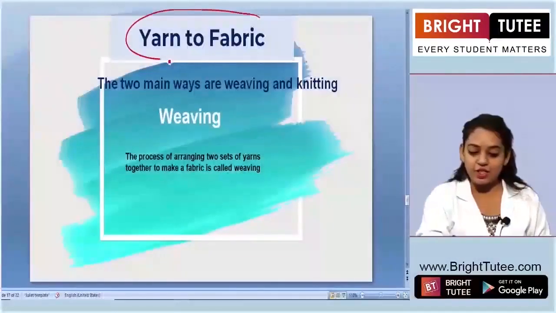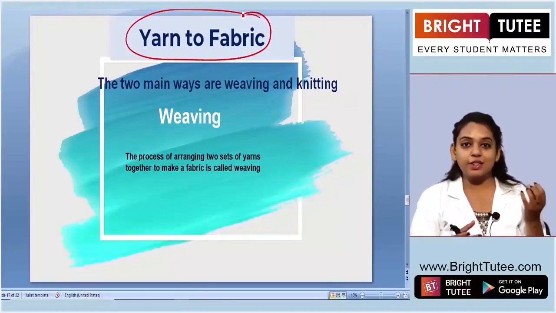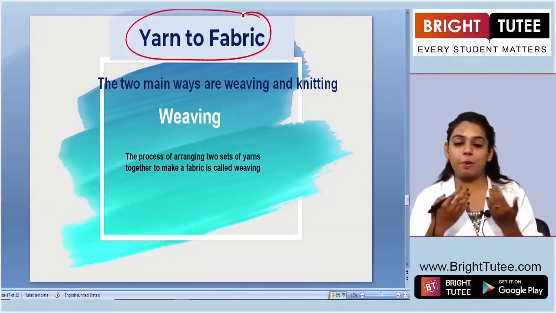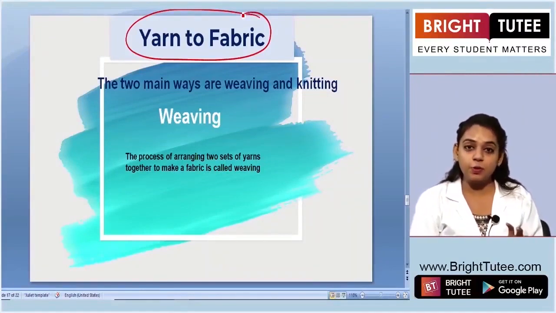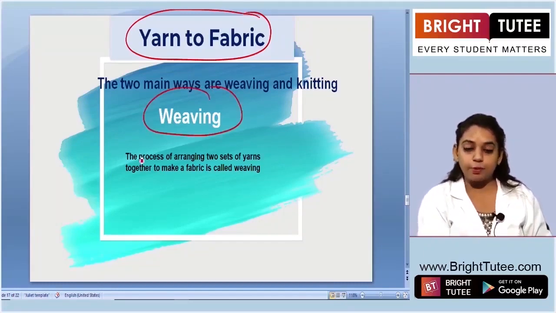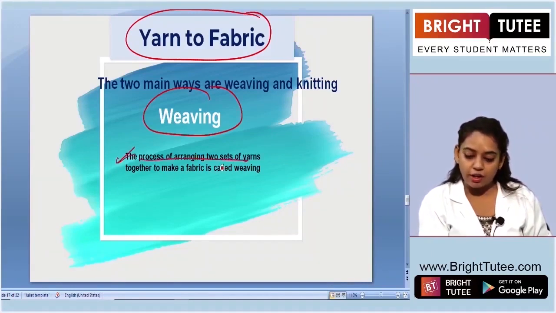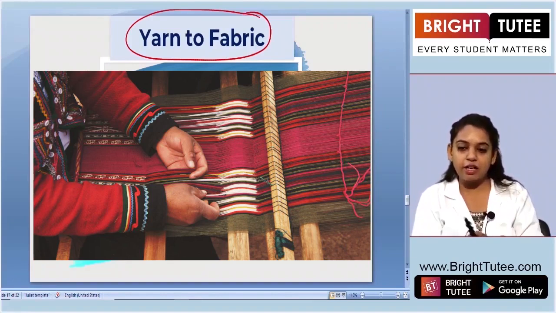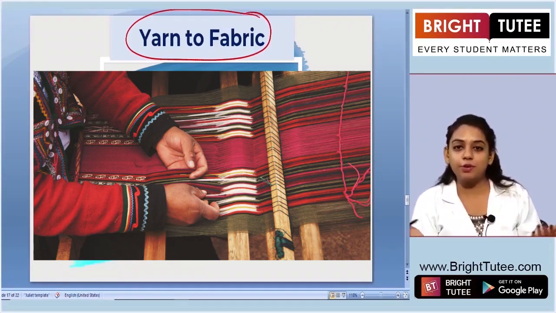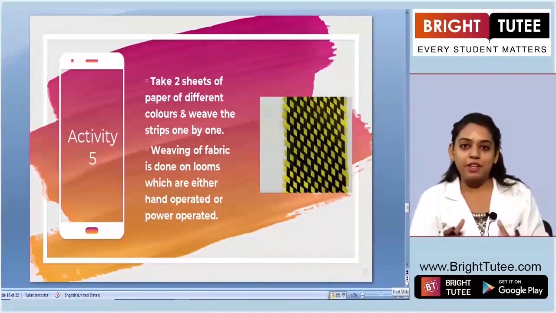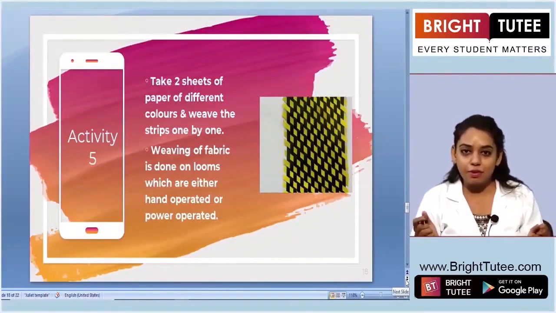Yarn to fabric: that is the journey of yarn, the loose threads, to finally obtain the fabric. The destination of yarn is to become a fabric. There are mainly two ways to make fabric out of yarn, and the first way is weaving. The process of arranging two sets of yarn together to make a fabric is known as weaving. We take two sets of yarn and weave them together to obtain a beautiful fabric. For this, we will conduct an activity with different colored paper to make it a fun activity.